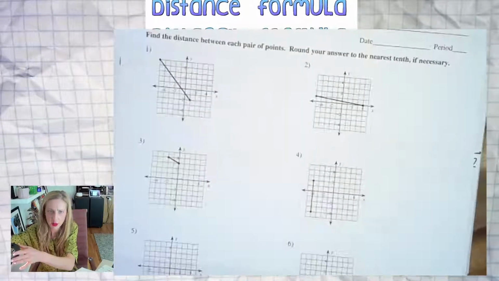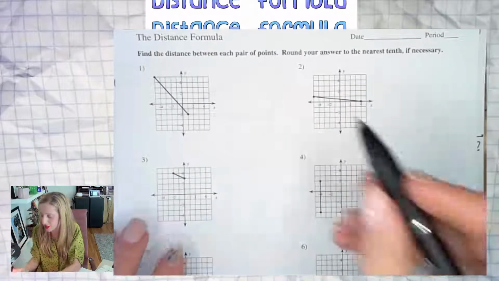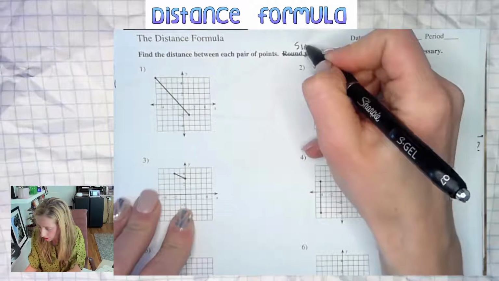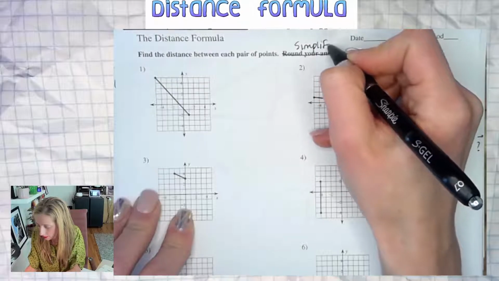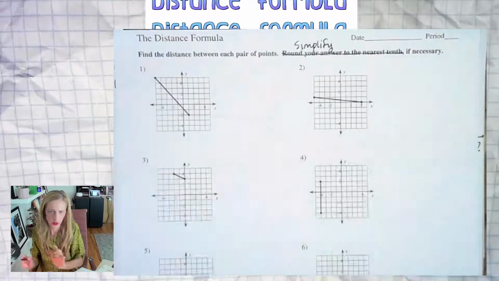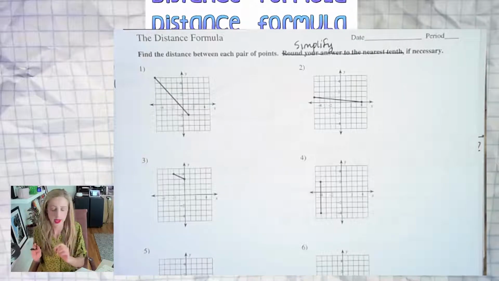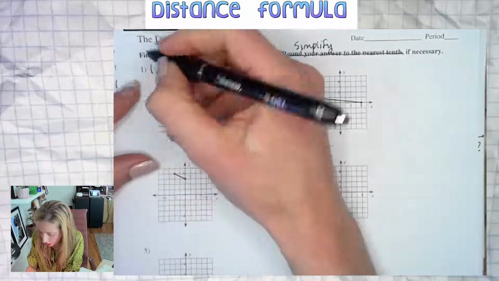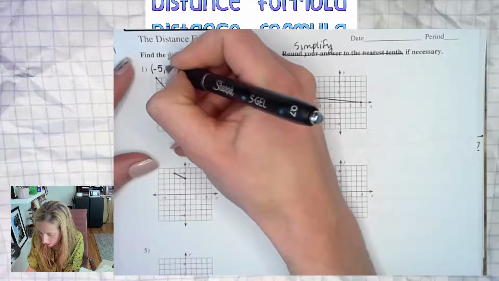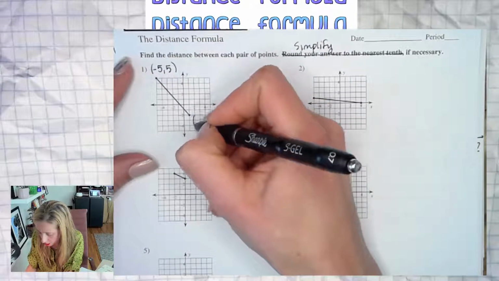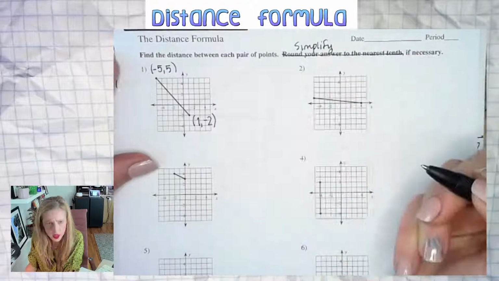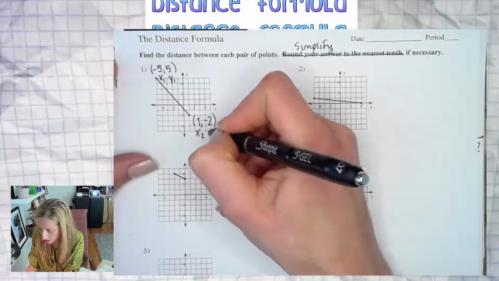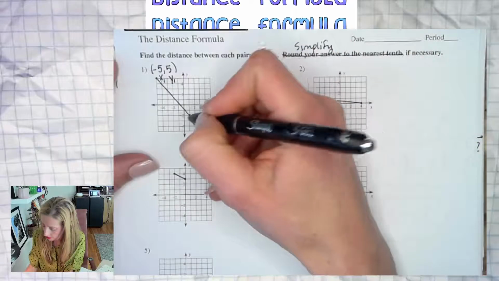Find the distance between each pair of points. Round your answer to the nearest tenth if necessary. Cross that out, and let's put simplify. We're not rounding. We're more sophisticated than that. We will have precise answers with radicals. So over here, first thing, I'm going to write down my ordered pairs. -5, 5. And that is over 1 down 2. Assign x1, y1, and x2, y2 if you'd like. Pretty helpful. And then let the magic begin.